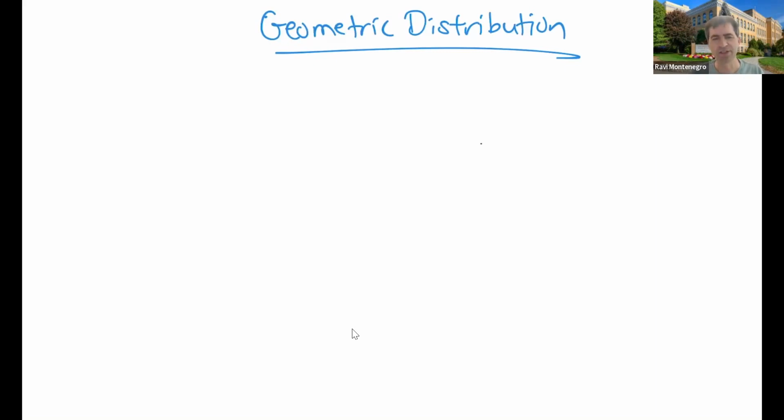Okay, so let's go to our geometric distribution now. The setting here is that we keep on repeating an experiment until you have success. So until the first success.